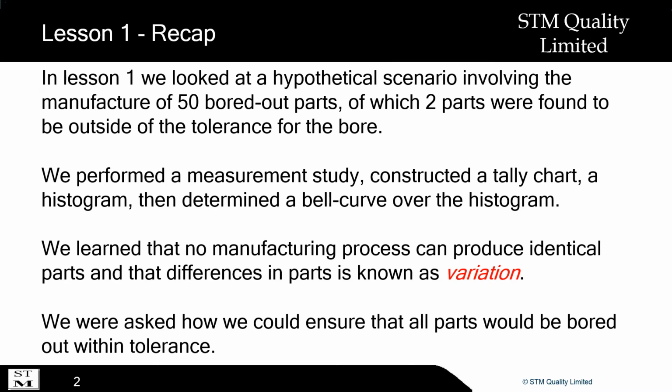In Lesson 1, we looked at a hypothetical scenario involving the manufacture of 50 bored out parts, of which 2 parts were found to be outside of the tolerance for the bore. We performed a measurement study, constructed a tally chart, a histogram, then determined a bell curve over the histogram. We learned that no manufacturing process can produce identical parts, and that differences in parts is known as variation. We were asked how we could ensure that all parts would be bored out within tolerance.